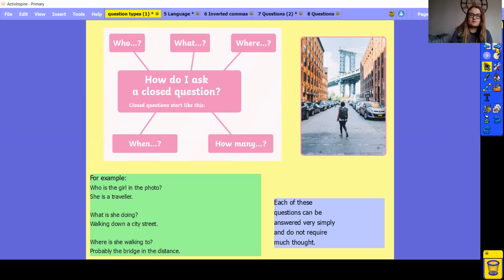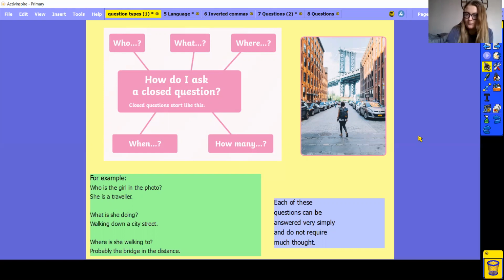Okay, so how do you ask a closed question then? To ask a closed question, normally you would start the question with who, what, where, when, or how many. So for example, let's have a look at this picture of the girl here. Some closed questions that you could ask this girl is, who is the girl in the photo? You give a very simple answer of she's a traveller, or she's on holiday, she's a tourist. Another short question you can ask is, what is she doing? You'd give another simple answer, walking down a city street. And then another easy answer, where is she walking to? Probably the bridge in the distance.